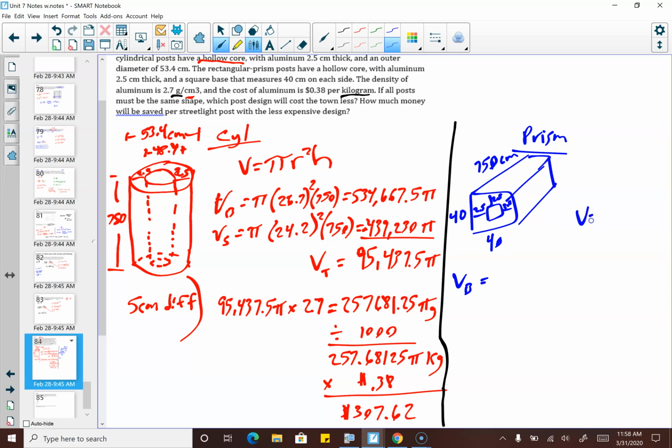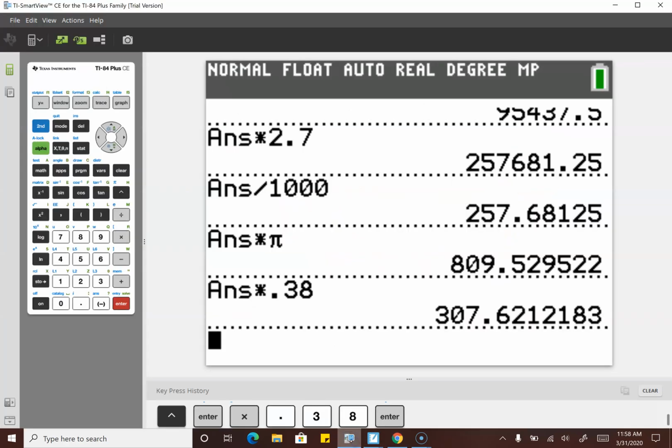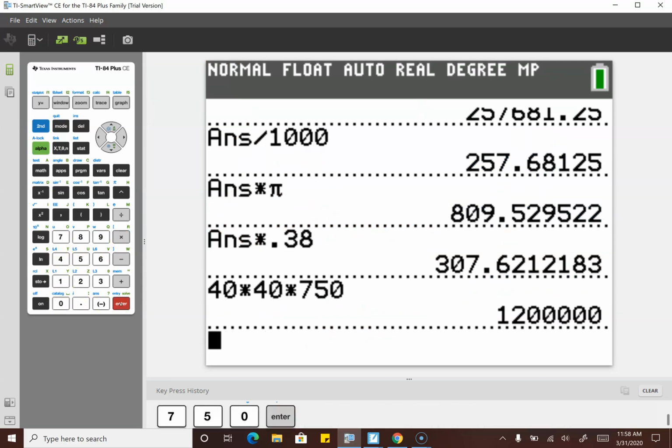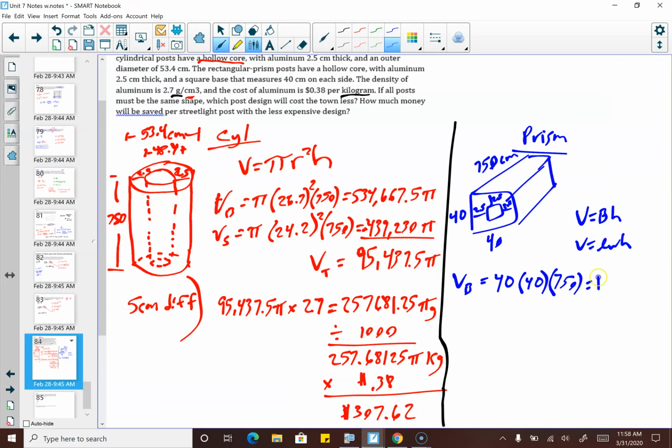So the big one is 40 times 40 times 750, because we know the volume of a prism is capital BH. In this case, these are both square or rectangular, so length times width times height. So we are 40 times 40 times 750. As we do that, calculator, 40 times 40 times 750 gives us 1,200,000 as the volume of our big one.